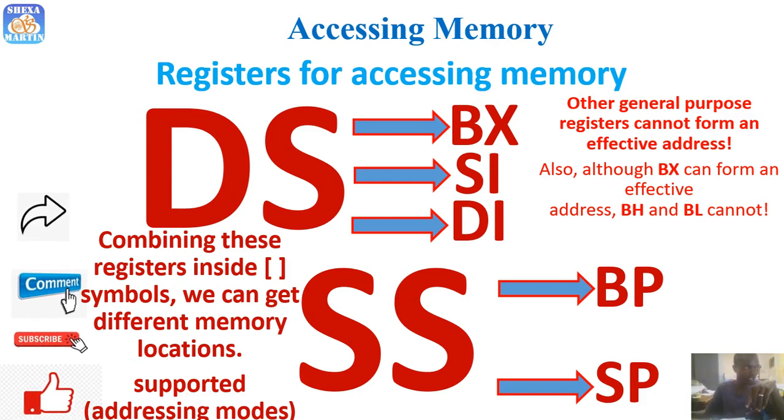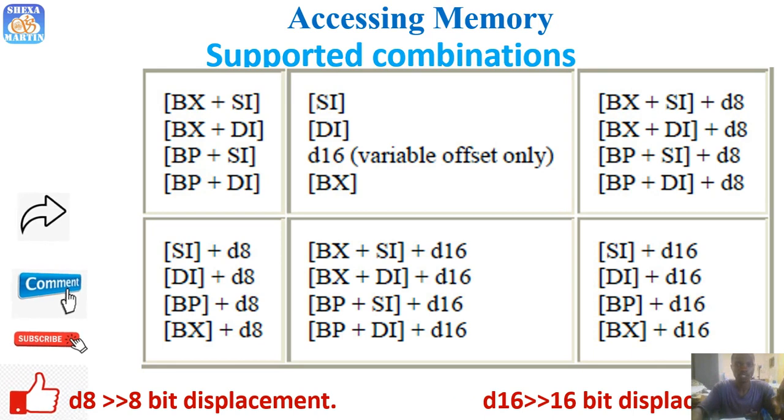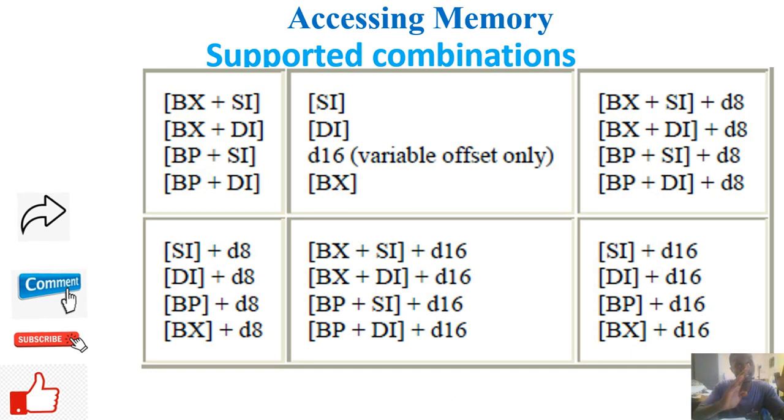Whenever you see the square brackets in an ALP program, you must know that we are somehow working with memory. We are somehow accessing memory. So the square brackets means the value inside the square brackets is the memory address, or the effective address, or the offset. Right, so now here are the combinations. BX cannot work with BP. SI cannot work with DI. If you see yourself doing this, then you must know that you are making a mistake.